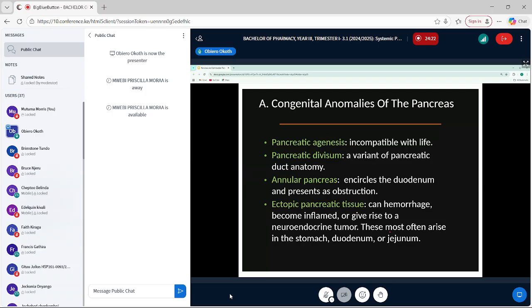Pancreatic divisum, I'll show you what divisum is. It's a variant of pancreatic duct anatomy. Annular pancreas is when the pancreas circles the duodenum and presents as an obstruction, or you can have ectopic pancreatic tissue, appearing for example in the duodenum or the jejunum. Ectopic pancreatic tissue, or what we call pancreatic heterotopia. They can have hemorrhage, they can become inflamed, they can also produce the endocrine tumor.